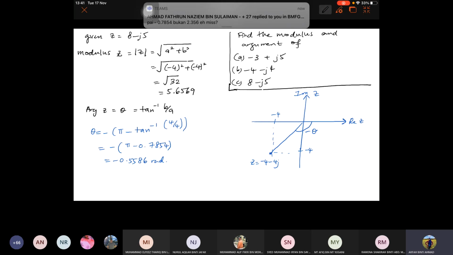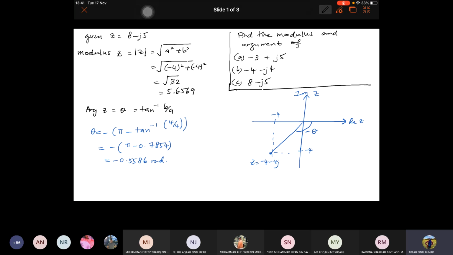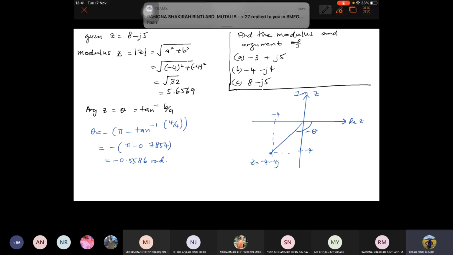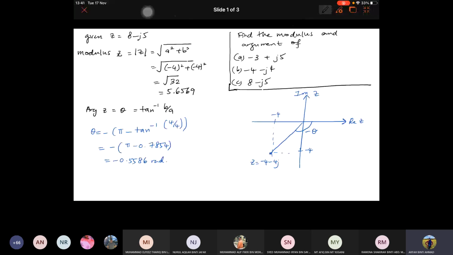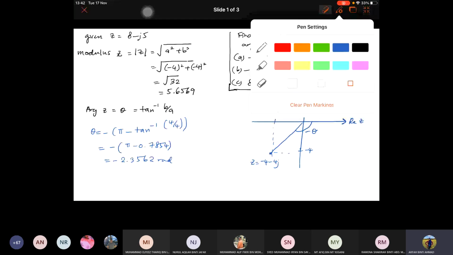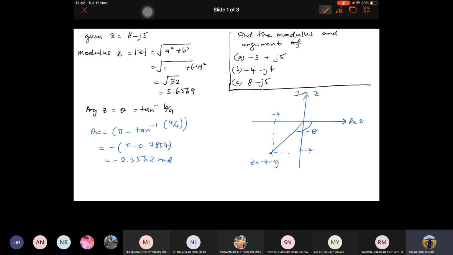8 tolak J5. Pi tolak 0.754. Saya salah kira? Pi tolak 0.7854. Oh aku salah kira. Sama dengan negatif 2.3562 radian. Okay. So itu jawapan ni. Oh salah salin. Itu soalan the next one. So modulus semua dapat sama dengan ke tak? Jom kita kira, is it the same answer? Normally modulus ni tak ada masalah lah kan.